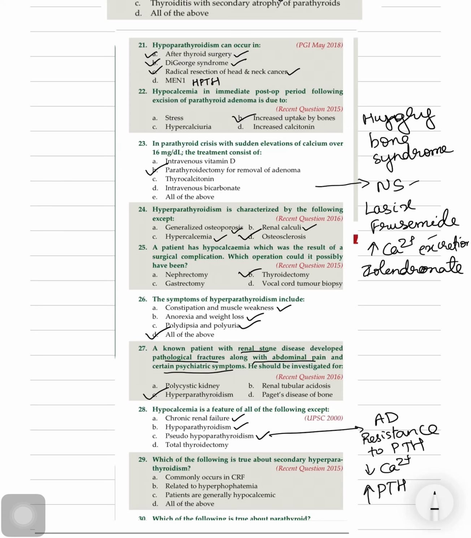After total thyroidectomy, patients might have hypocalcemia that can be transient or sometimes permanent. But most of the patients after total thyroidectomy recover from hypocalcemia and can still be normocalcemic. So option D is the answer.